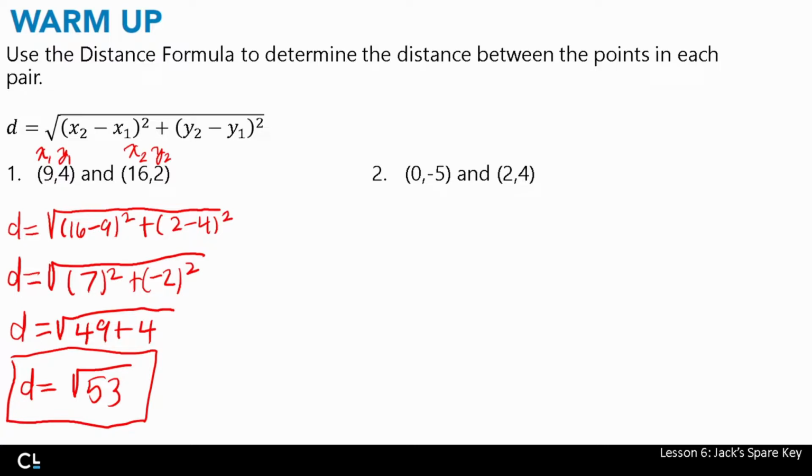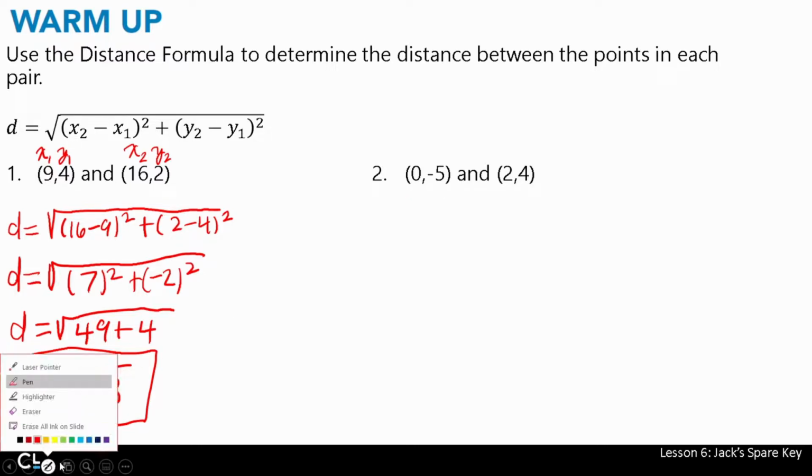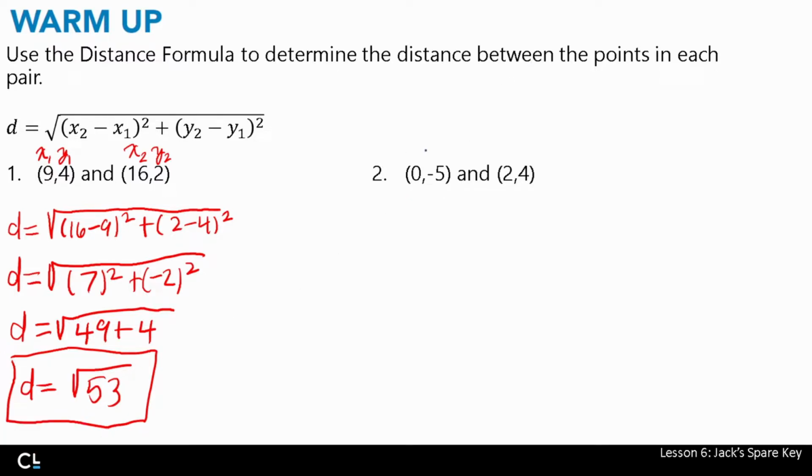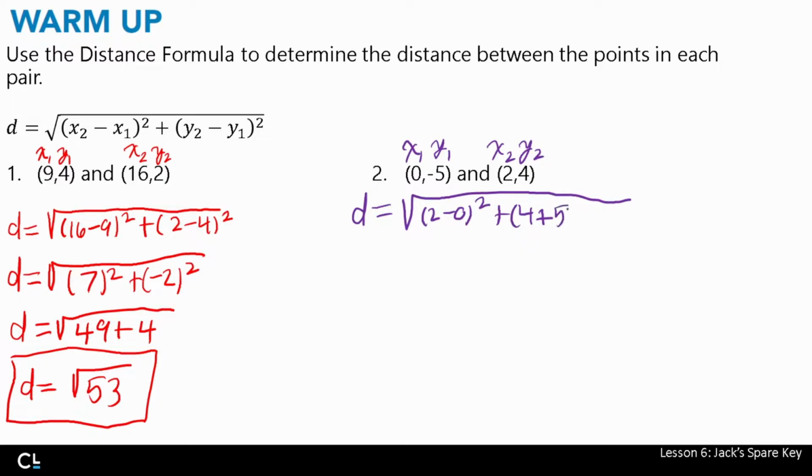All right. If you paused, follow along. If not, follow along anyway. For our next one, let me change colors just to break things up. Once again, start off by labeling your points. x1, y1, x2, y2. And now you plug them in. D equals the square root x2, 2 minus 0 squared plus 4 minus, but then it's a negative 5, so we're going to change that minus to a plus 5.